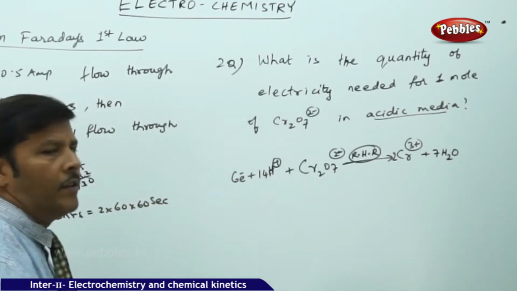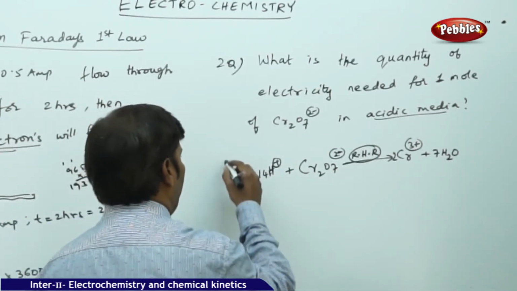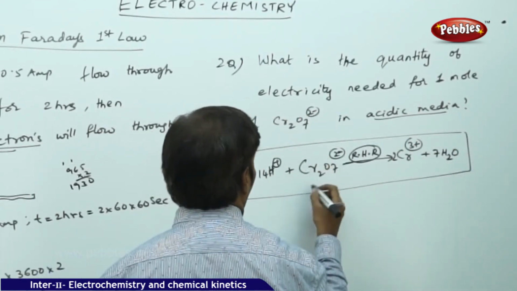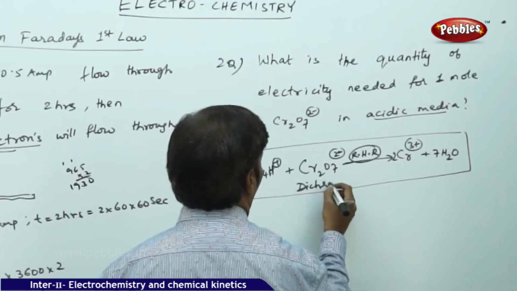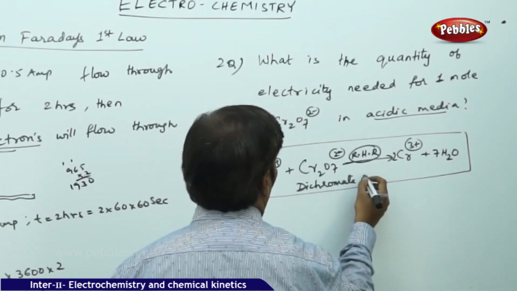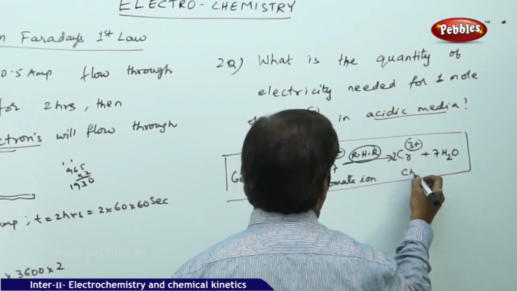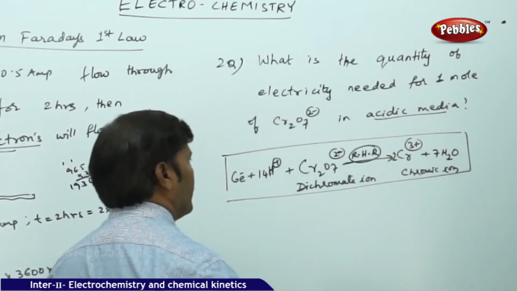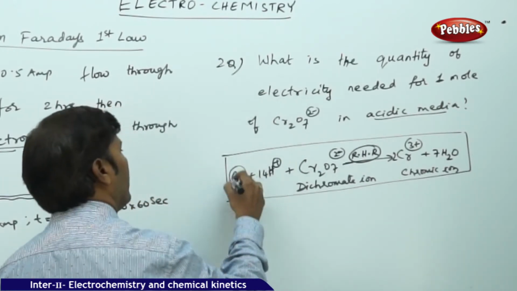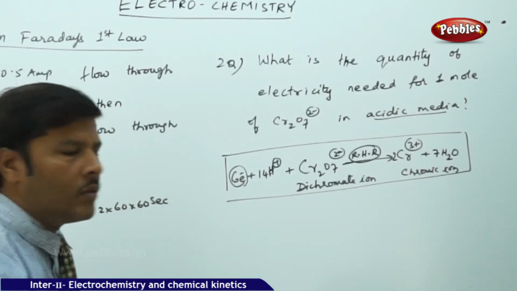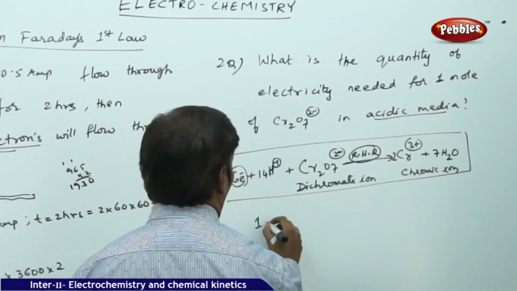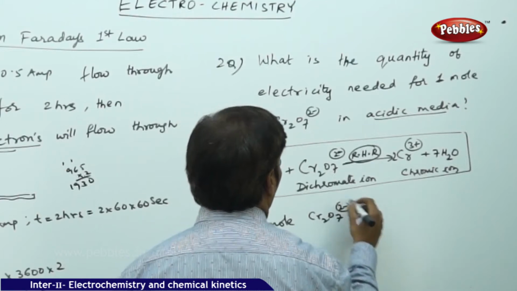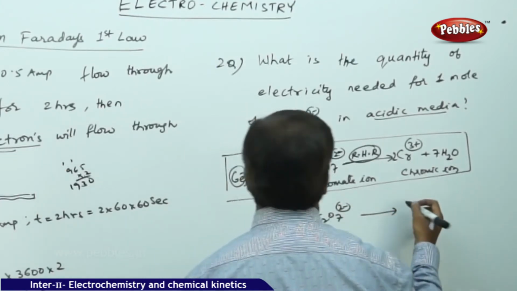So the entire reaction has been balanced, and this is the dichromate ion, and this is the chromic ion, and this is the reduction half cell reaction. So you are finding that the number of electrons involved is 6 electrons. So simply I am going to take one step: 1 mole of dichromate ion is consuming 6 electrons.